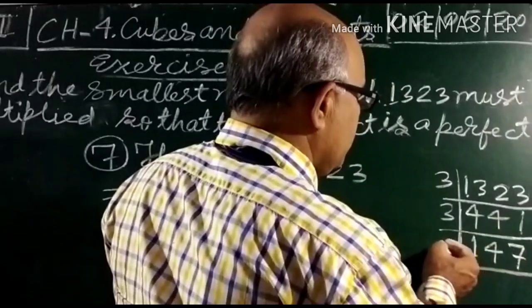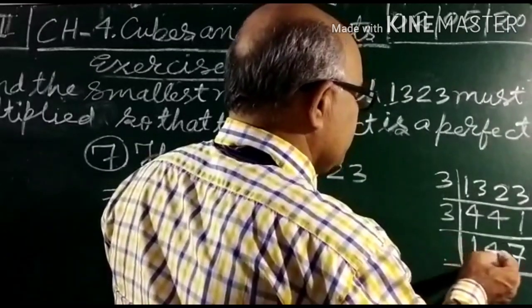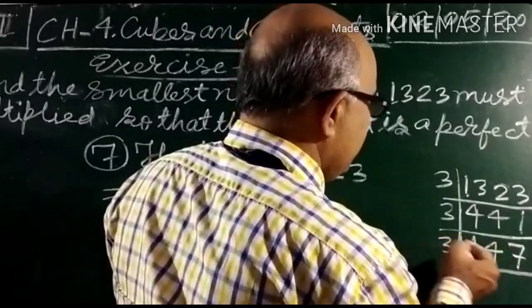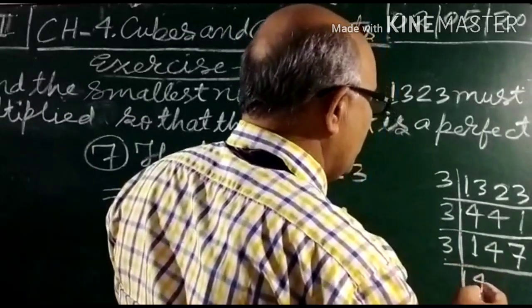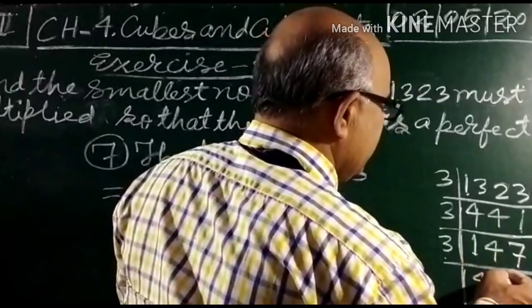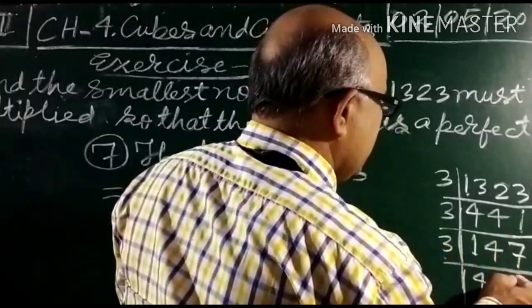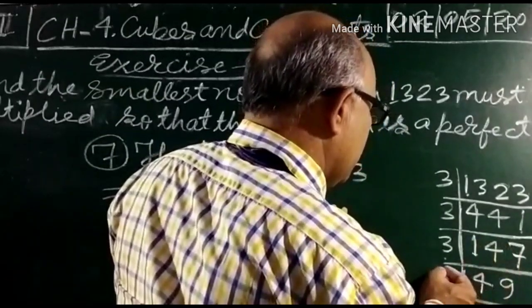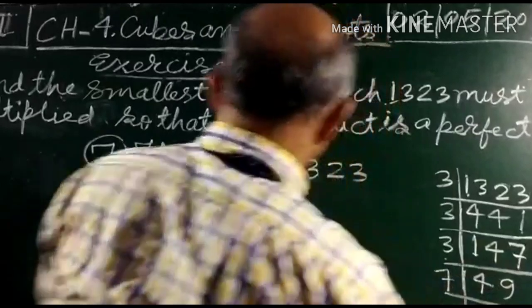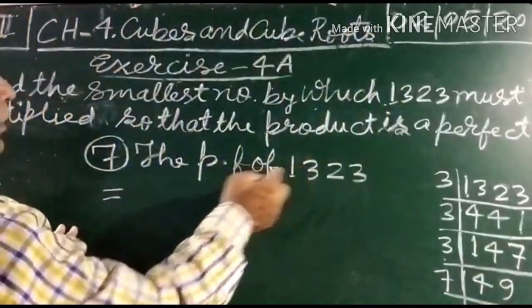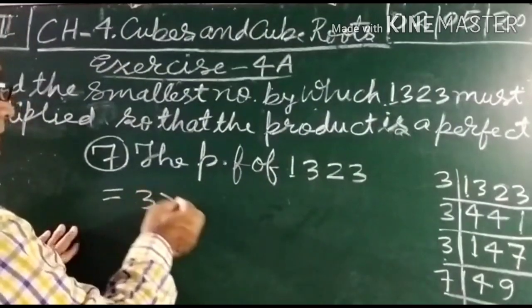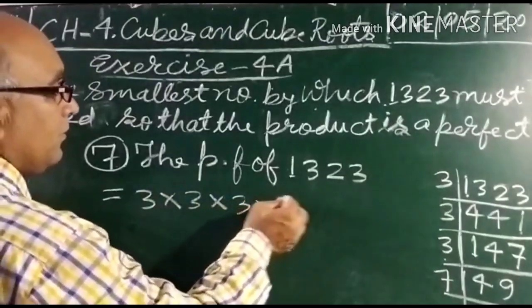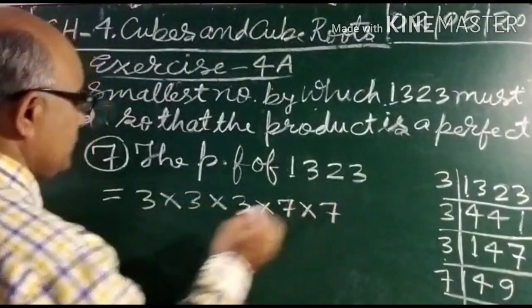Now 3 times, again 3 times: 3 fours are 12, 3 nines are 27. Again 7 sevens are 49. So the PF of 1323 is 3 into 3 into 3 multiply 7 into 7.